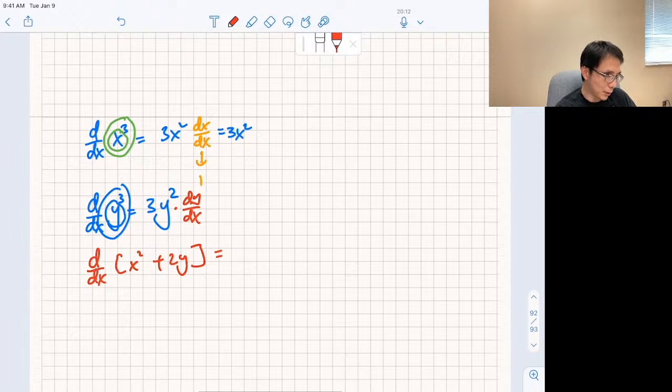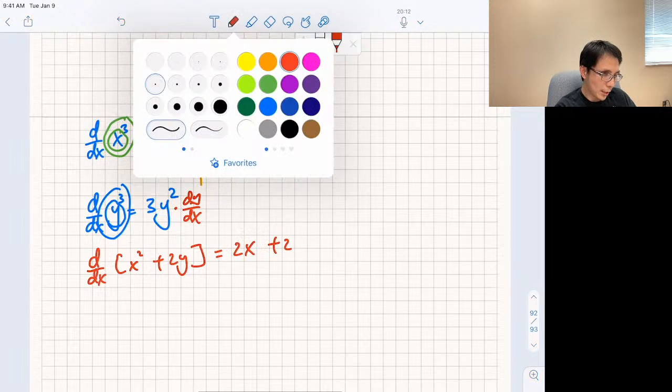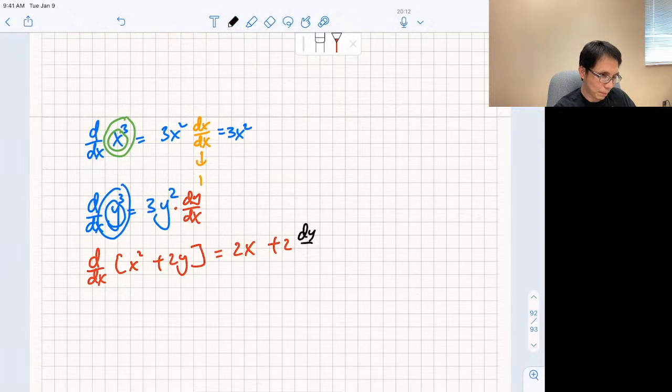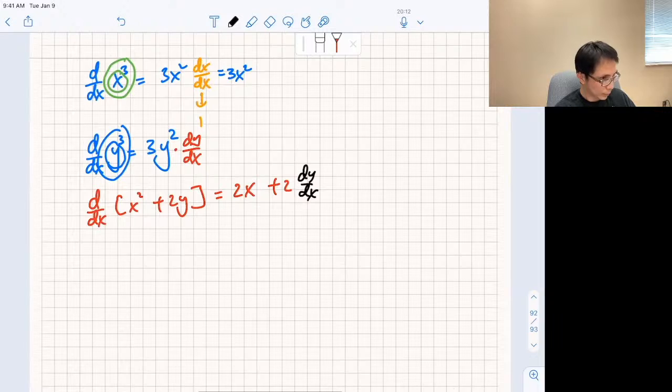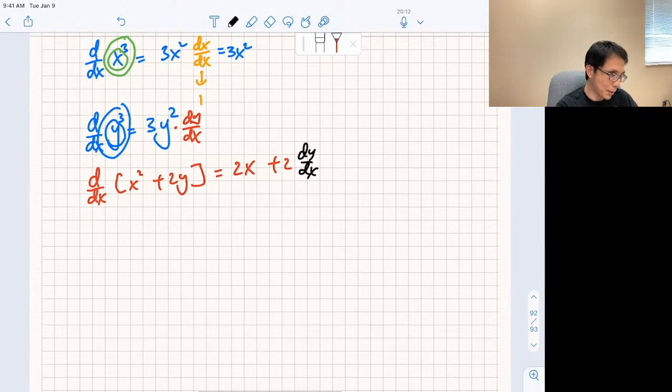Now, if I were to take the derivative of this, d/dx of x squared plus 2y, then it's pretty easy: 2x plus 2, and that dy/dx term shows up. Anytime you have y, you're going to get dy/dx. Oh, and so we usually always put that on the side? Yep, you always write down multiplication of dy/dx. Not plus, but times dy/dx.